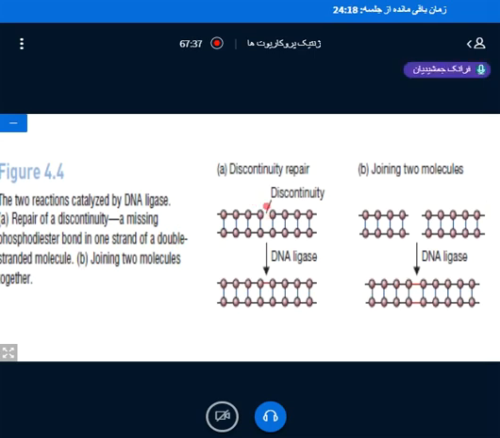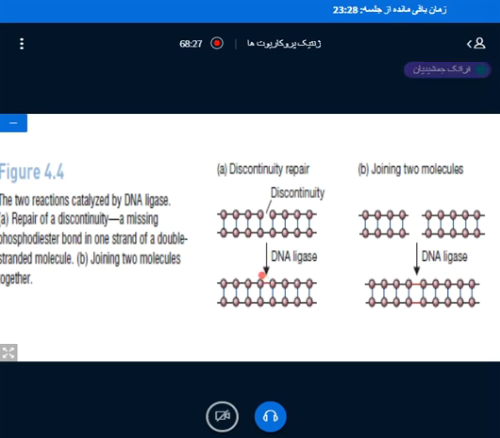Okay, look at my pointer. What do we have here? If we have any breaks or any nick in one strand of DNA, what will happen? We can have DNA ligase. DNA ligase can join two nucleotides by a phosphodiester bond. So ligase can act as a glue.